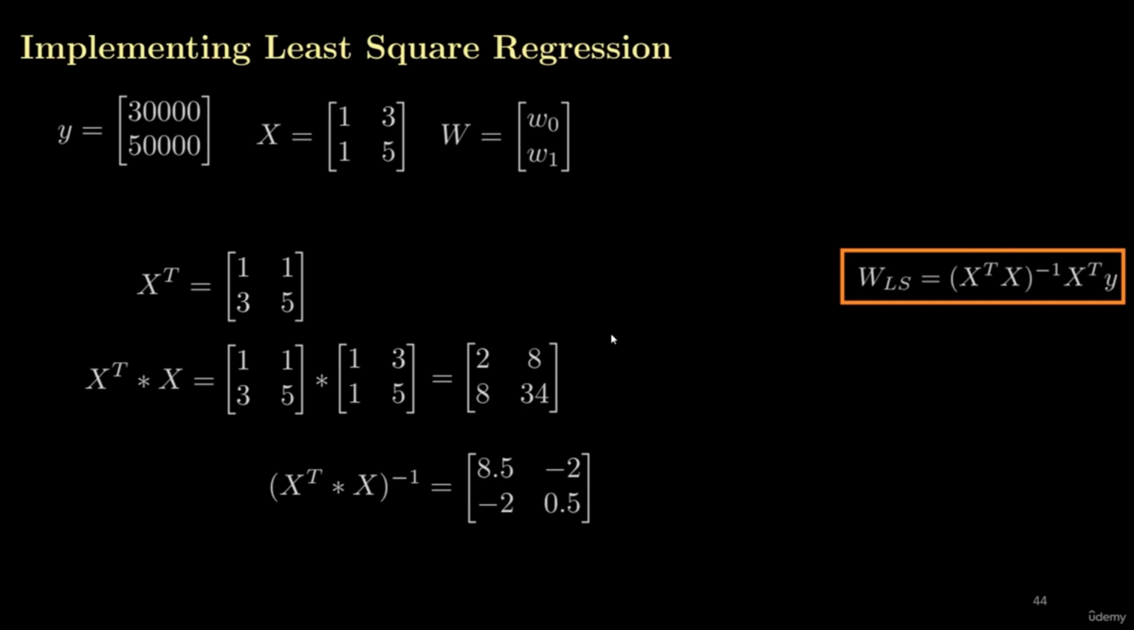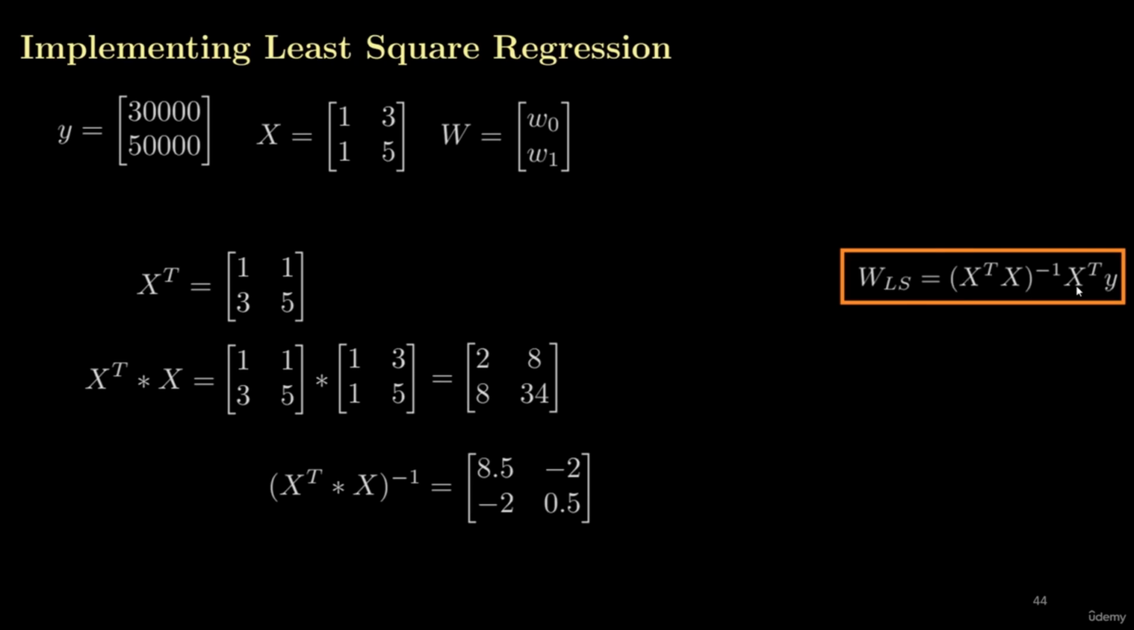So the next step is to take the inverse of this matrix. This is a very simple matrix, just 2 by 2. If we take the inverse, we will get this value. So we have completed the calculation of this part, that is X transpose times X. And finally, we have taken the inverse of this product.